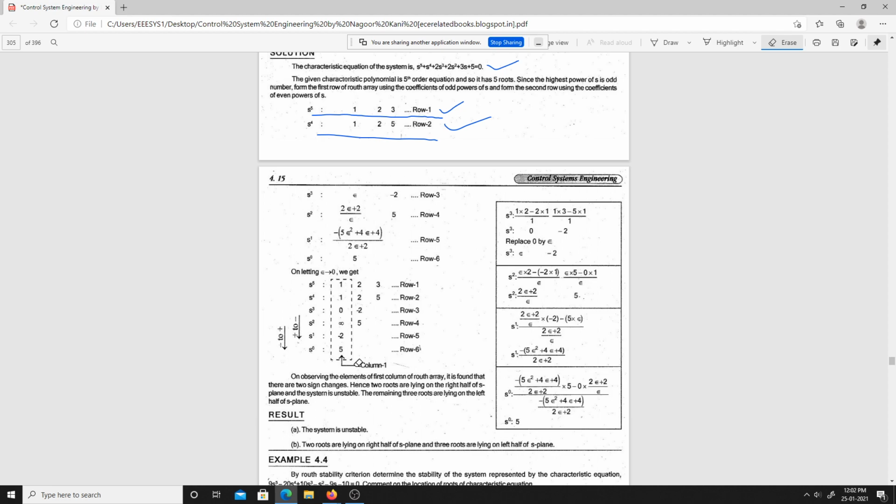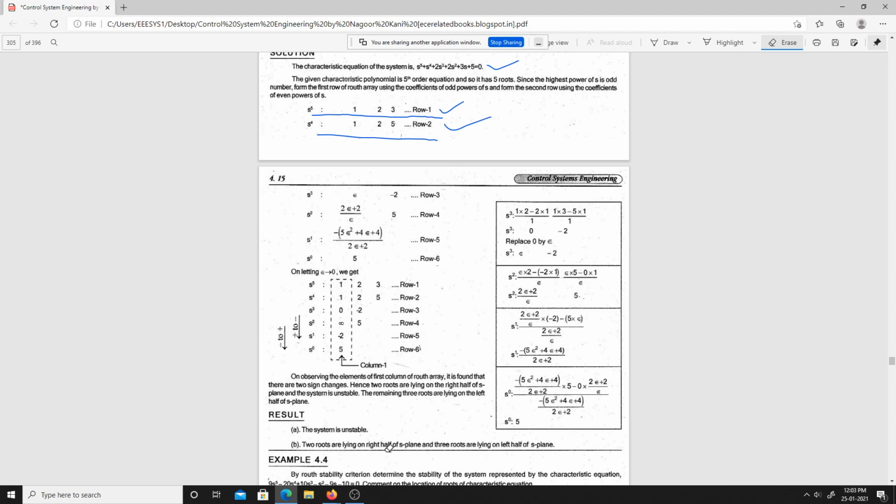Is it clear? This is minus 2 here. So positive to minus 1 is one sign change, and minus 2 to positive is another sign change. So two sign changes. Hence two roots are lying on the right half of the s plane, and the remaining three roots are lying on the left half of the s plane. Is it clear? The system is an unstable system. Why? Because here we have a negative sign. With these two sign changes, we say that the system is unstable. Is it clear?